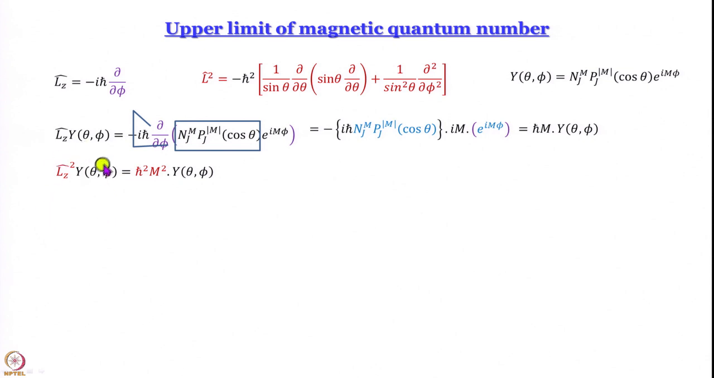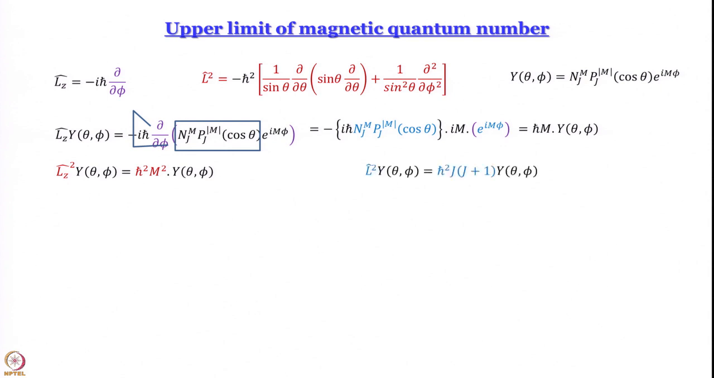When I write Lz square, I mean I make the Lz operator operate on the wave function twice. So, this is your wave function, you take this and make the Lz operator operate on it once again. What do you get? You get another h cross multiplied by m, right? M here, remember, is the magnetic quantum number. So, you get h cross square m square. Please do not think that I have squared it like some number or something. Square of an operator means operating twice.